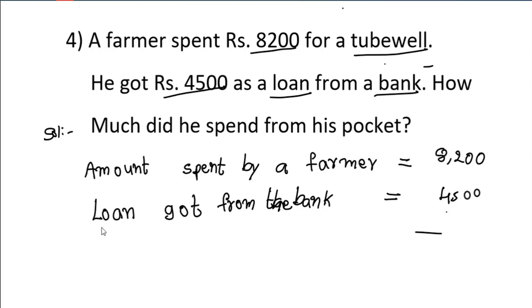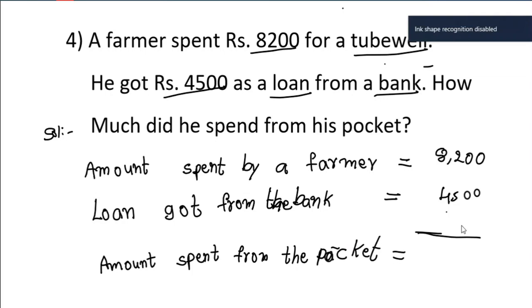So the third one is amount spent from the pocket. Okay children, how much amount was spent from the pocket? How do we get it? By doing subtraction we will get that answer.